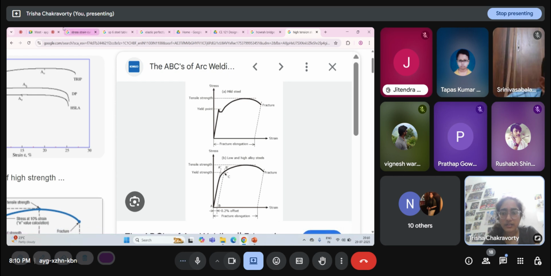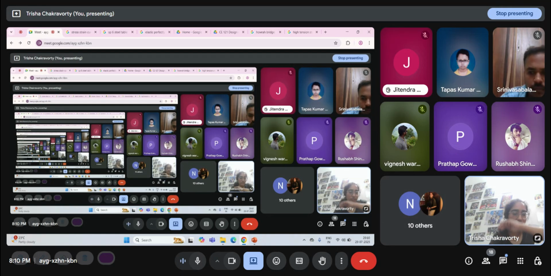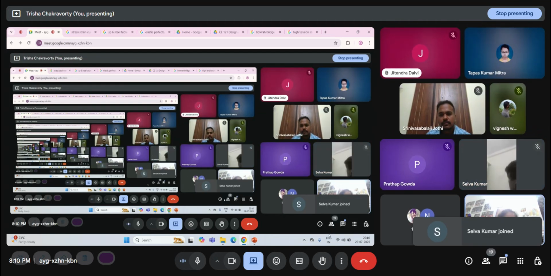yield point. Because if you perform the experiments in the lab, you are not going to get such a nice shape. You'll have some representative shape, whether it is concrete, whether it is steel, whether it is mild or high tension steel.